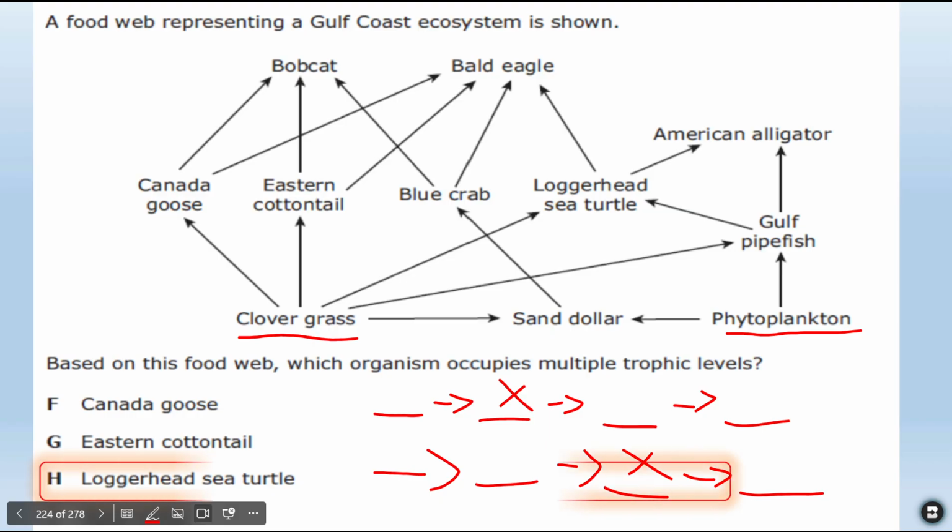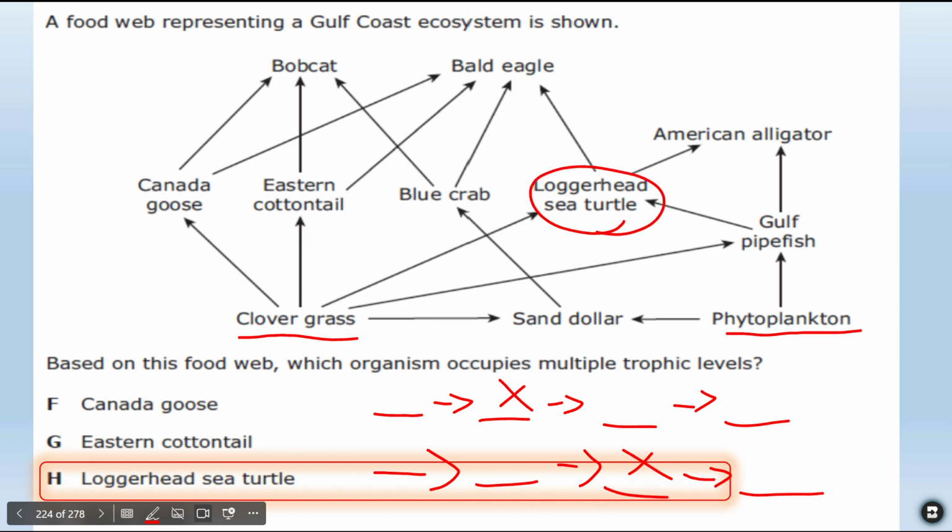So here we're looking for the loggerhead sea turtle. The loggerhead sea turtle is both a primary consumer because it eats the grass directly, but in this other food chain, it is a secondary consumer because it's getting energy from this pipefish. So it is both a primary and a secondary consumer.